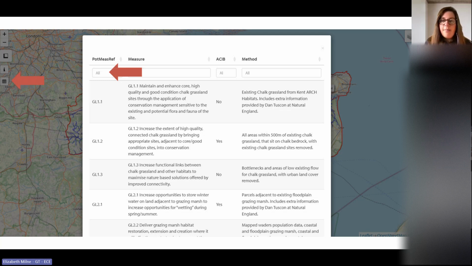And more detail on the mapping methods and the data sources can be found in the strategy appendices, but we just provide here a very short summary.